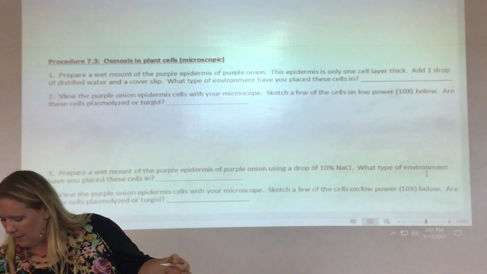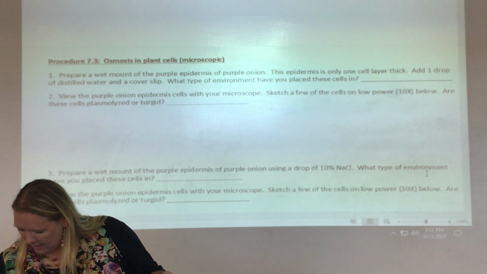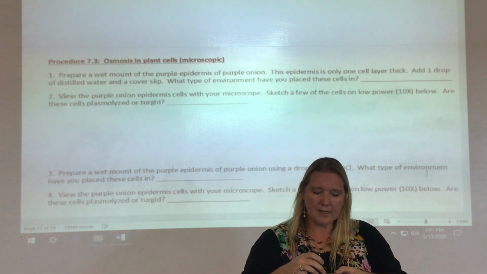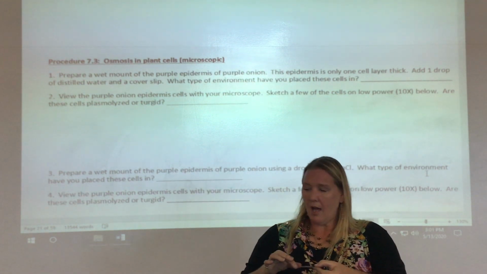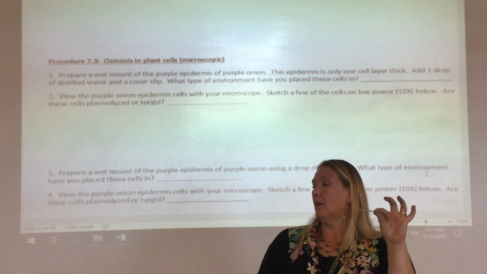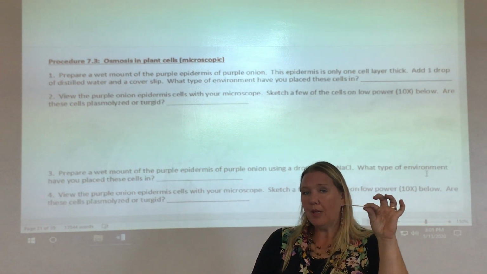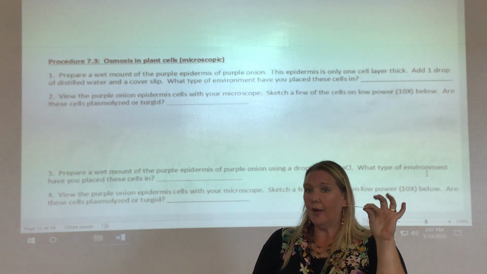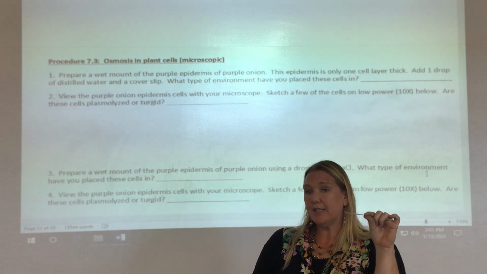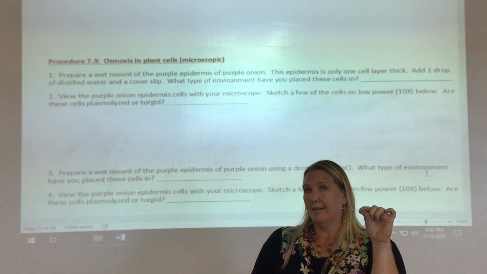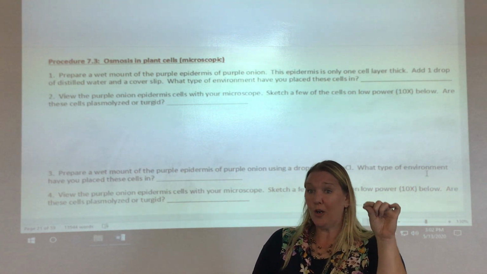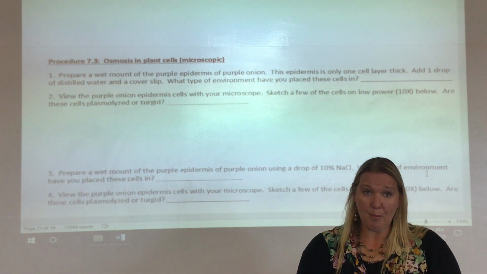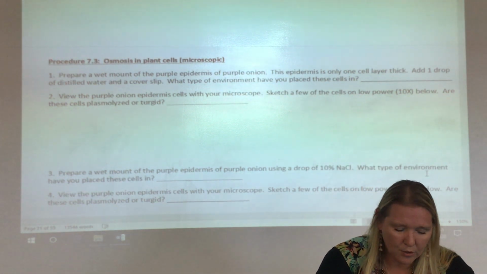And I'm going to then put a cover slip on it, and I'm going to look at the pigment of the cell underneath the microscope. I put distilled water on here. What type of environment did I put this cell in? Distilled water is pure water, no solutes, so 0% salt. If you said hypo, then you are correct. So hypotonic. Distilled water is a hypotonic solution. That's the one that we'll use in here.